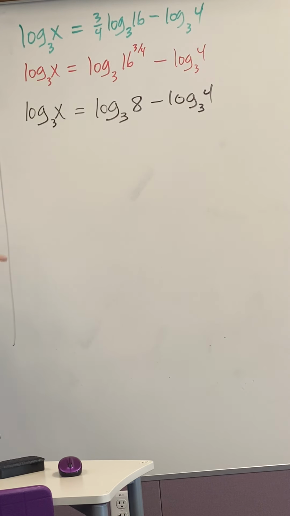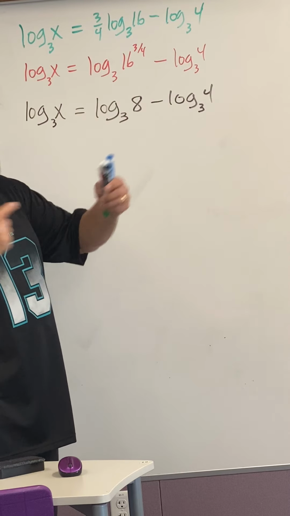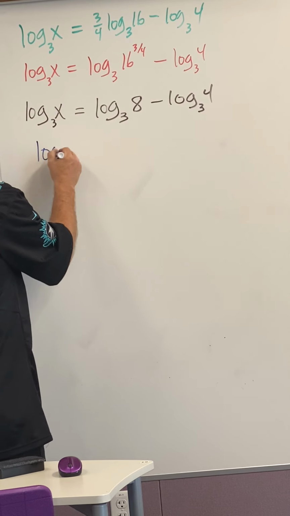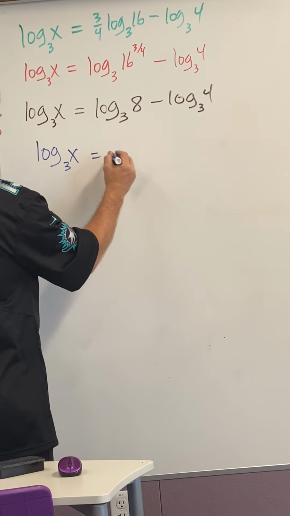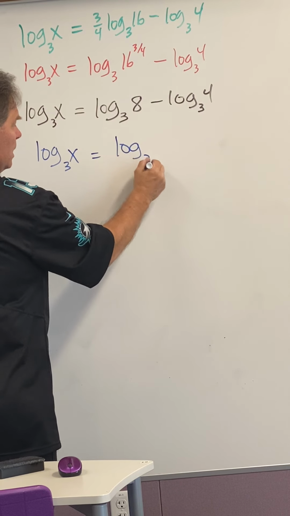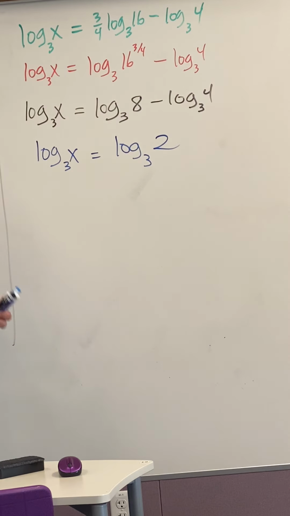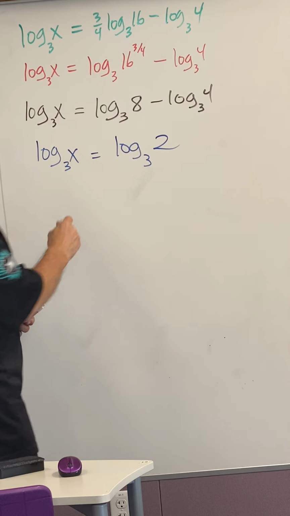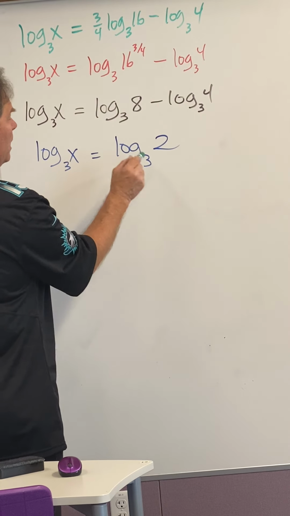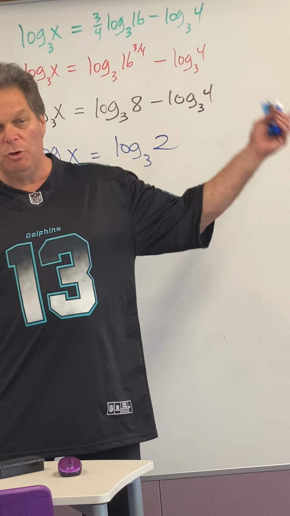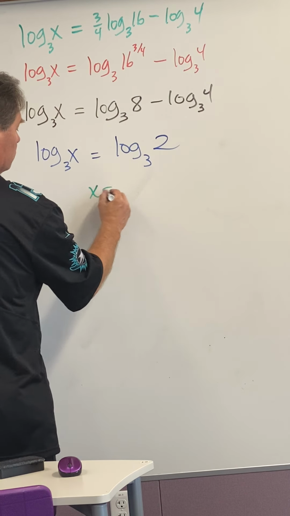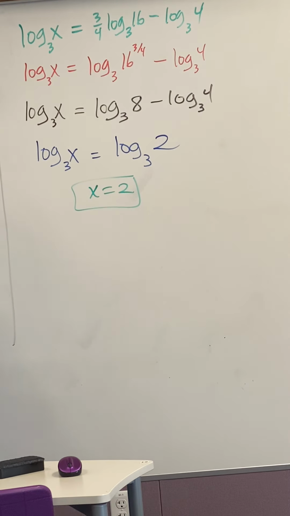Now, log base 3 of this minus log base 3 of this squeezes together into division. Log base 3 of x equals log base 3 of 8 divided by 4, which is 2. And just like when we had 2 to the power equals 2 to the power and we could throw away the bases and set the powers equal to each other, look: log base 3 of x equals log base 3 of 2. Guess what you can do? You can drop the logs, and x equals 2. The arguments equal each other. That's how you do it.